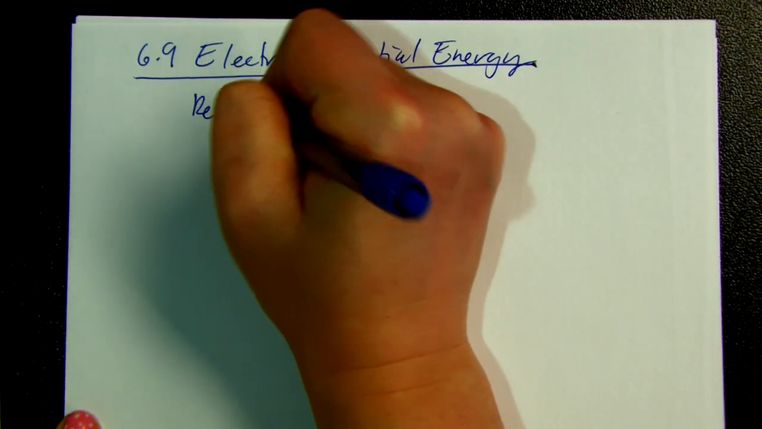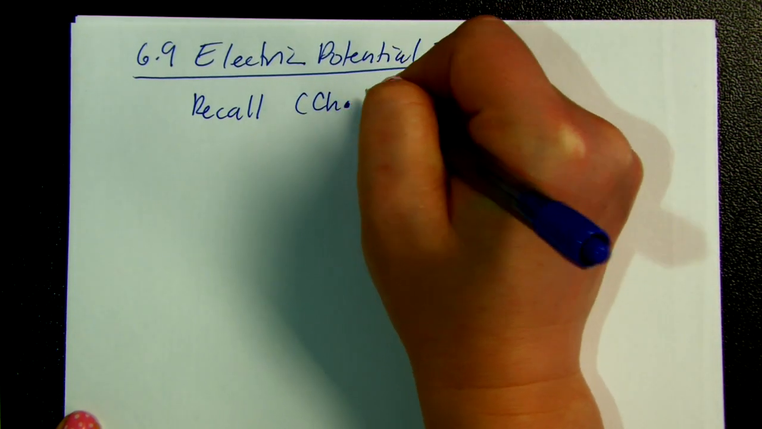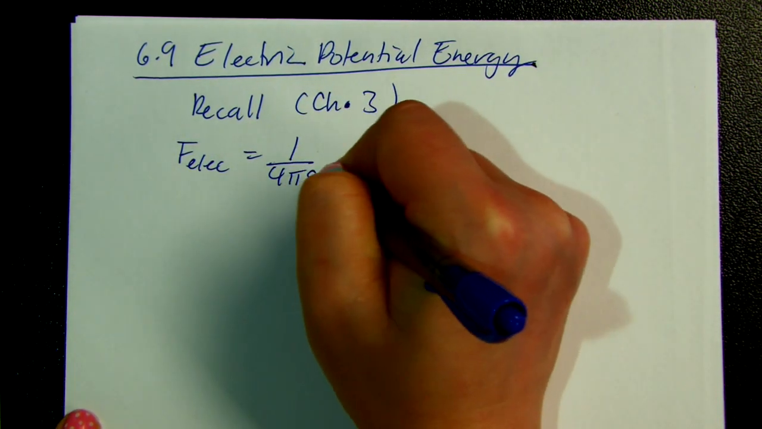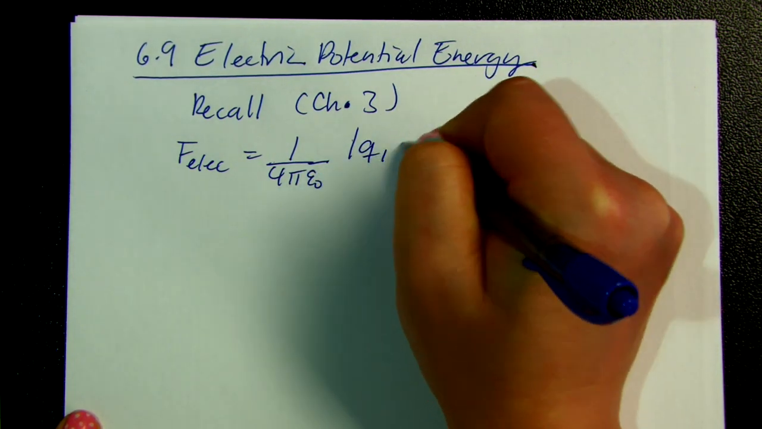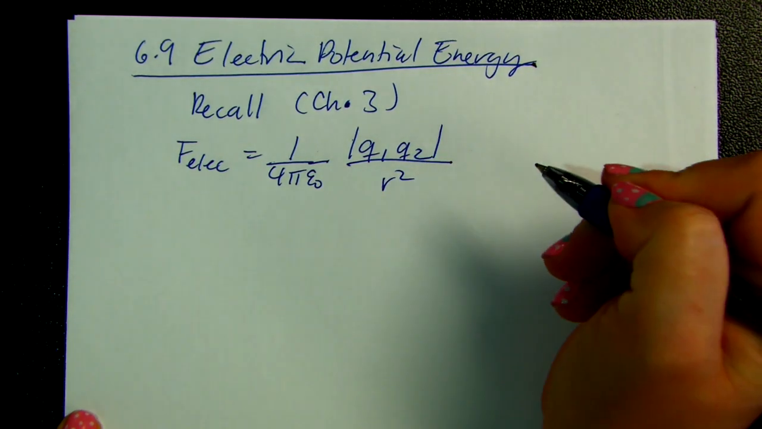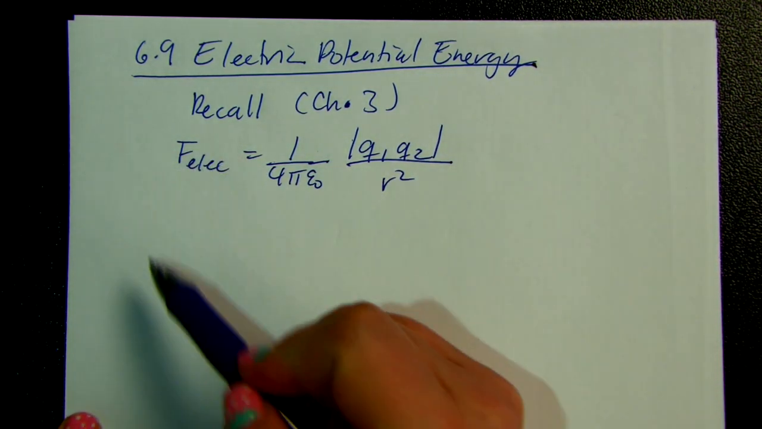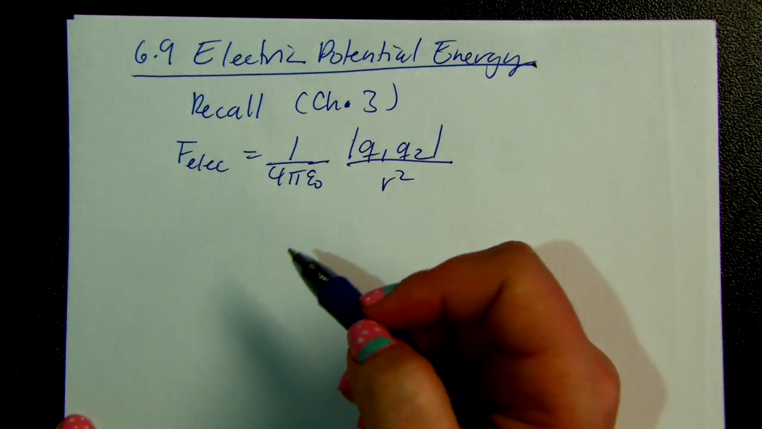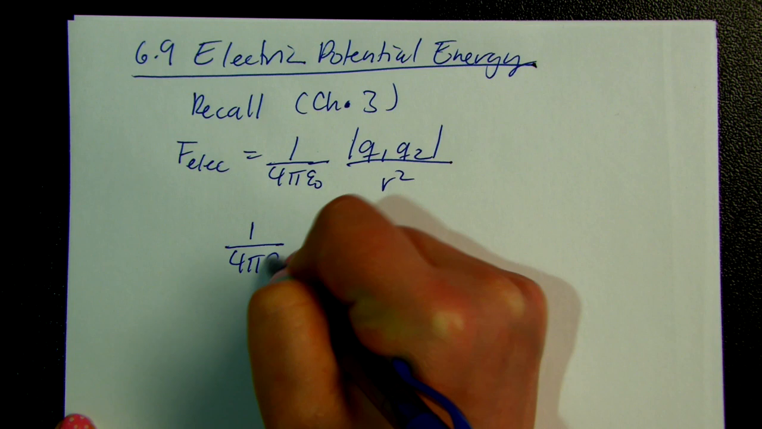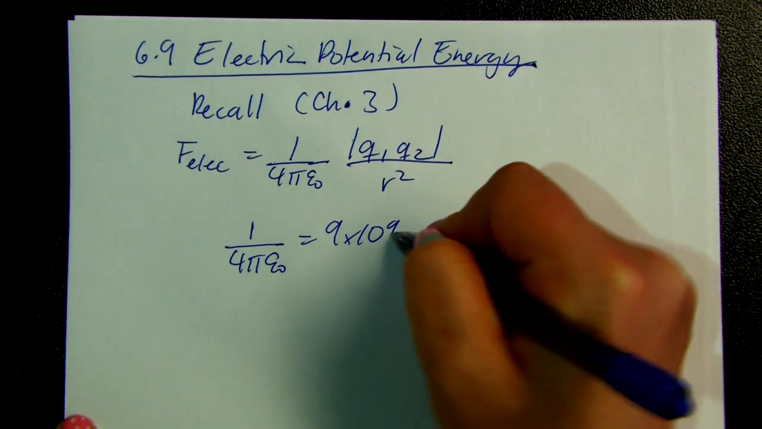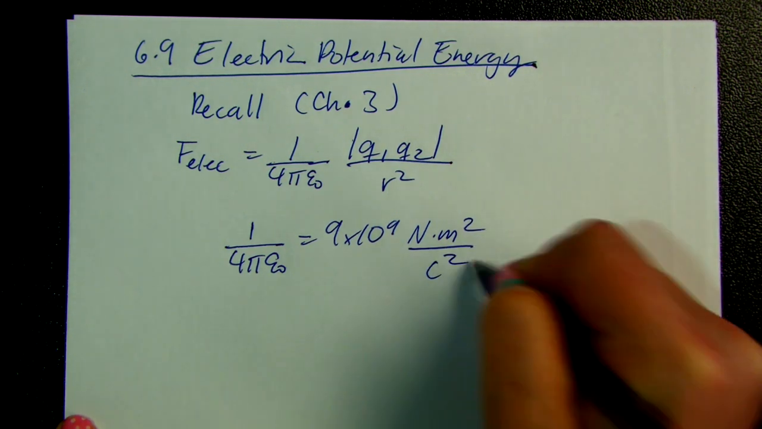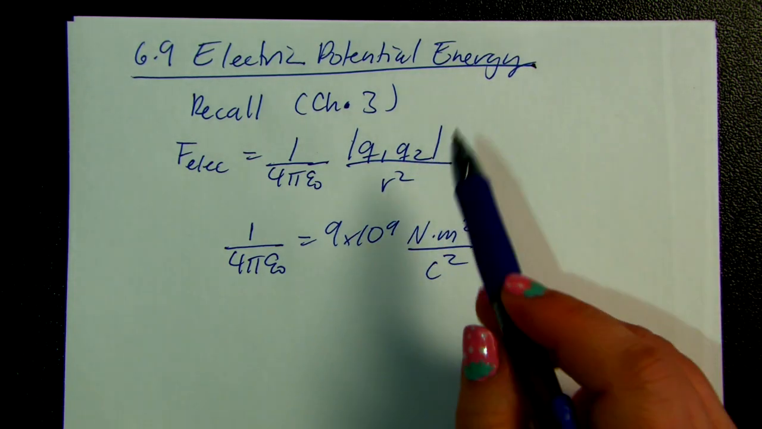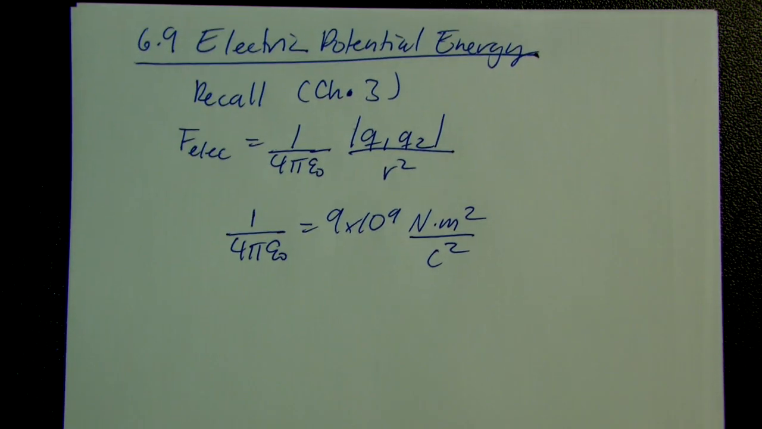All right, so if you recall from chapter 3, the electric force is equal to 1 over 4 pi epsilon naught, the constant, Q1 Q2 divided by R squared. Notice that I have not put a vector sign over this, so we're looking at the scalar electric force. It can be positive or negative, but I've not added the directional component. Also, 1 over 4 pi epsilon naught is equal to 9 times 10 to the 9 Newton meters squared over Coulomb squared.